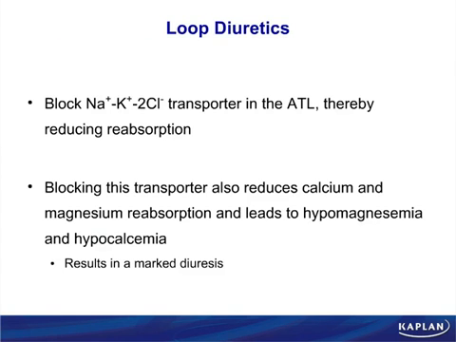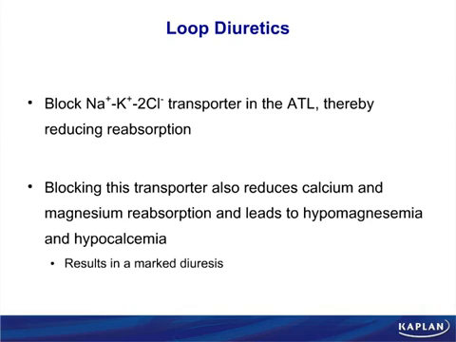Loop diuretics block the sodium-potassium 2-chloride transporter, reducing reabsorption of these electrolytes. This also reduces calcium and magnesium reabsorption. So it's very important to realize that loop diuretics will lead to loss of all of these electrolytes, leading to hypomagnesemia, hypocalcemia, resulting in marked diuresis.